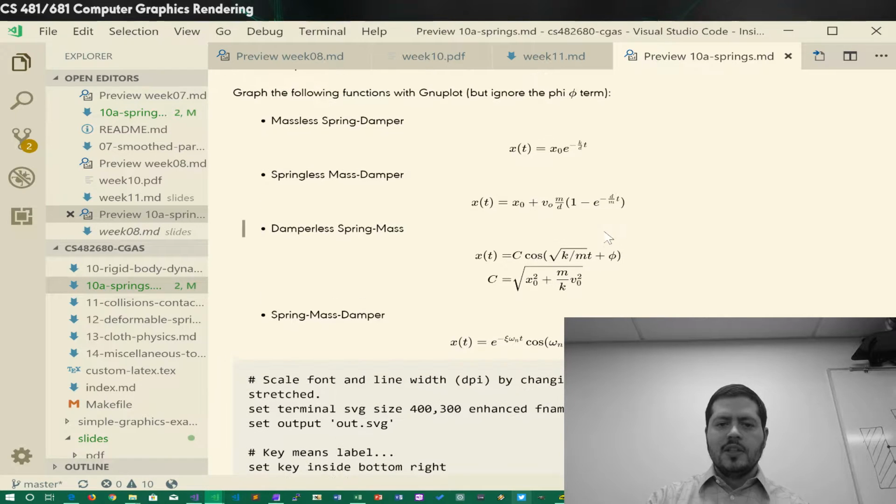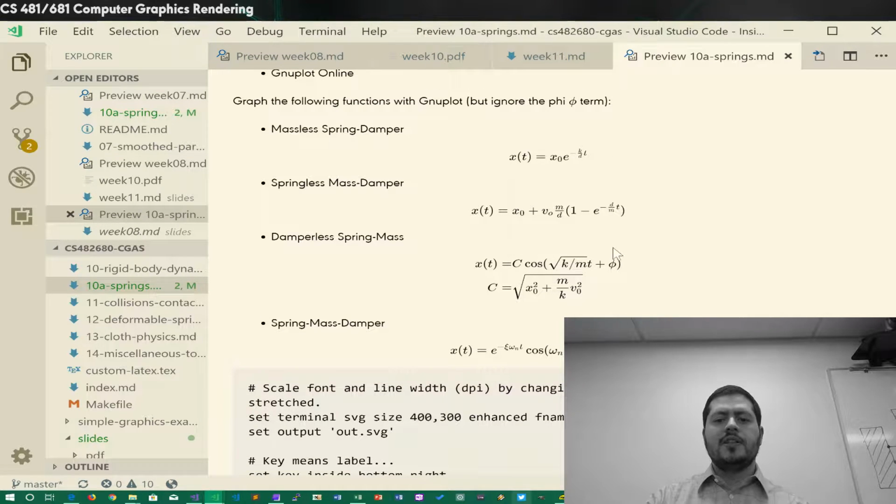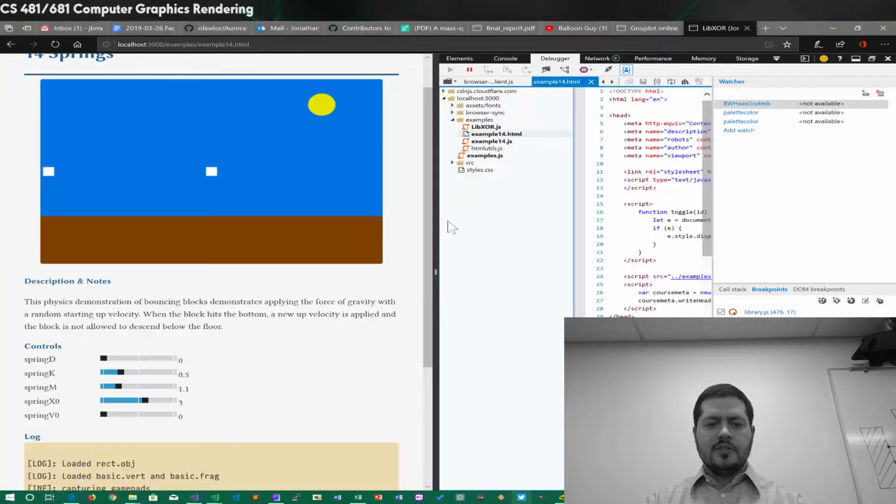Now, I told you, essentially, ignore the phi term just because we just want to see the oscillation happen. Okay, so we want to see the oscillation happen. And so we can actually see that here. This thing's bouncing around. But it always goes back to its original.